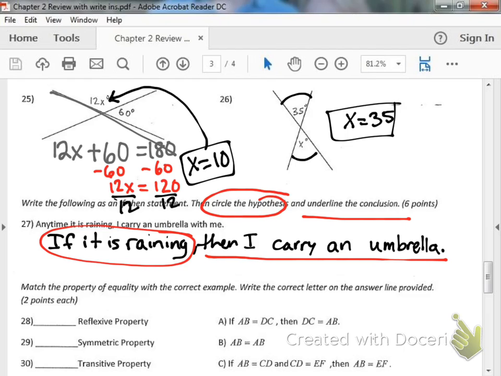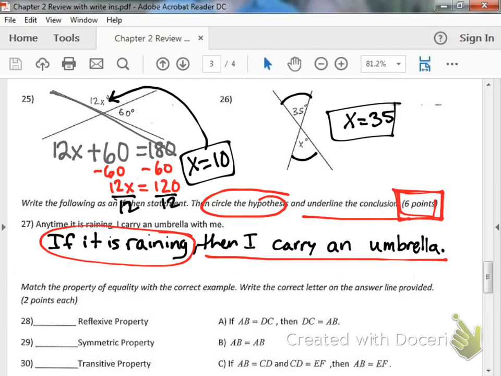Now, notice how many points this is worth? 6 points. You are getting points for writing the statement, for circling the hypothesis, and for underlining the conclusion. If you don't do all the work, you are not going to get all the points. 6 points is a lot. That's over half of a letter grade. So you could drop from an A to a B just by not reading the directions here. Do you have any questions on the if-then statement?